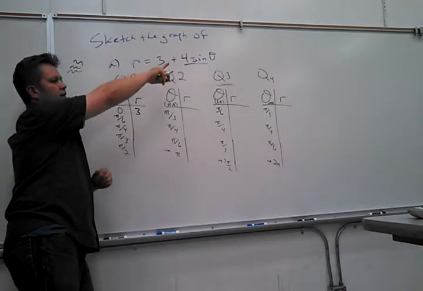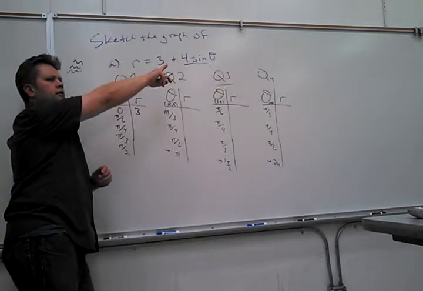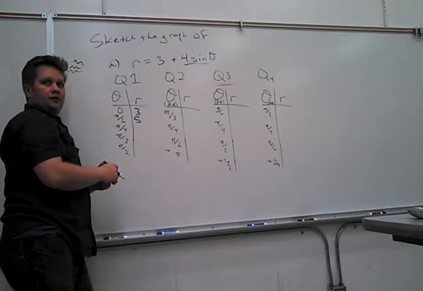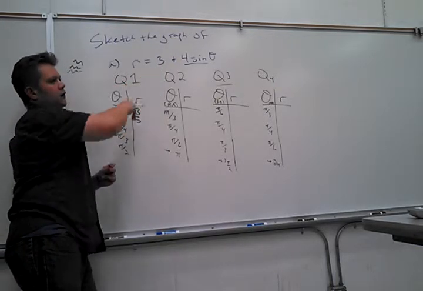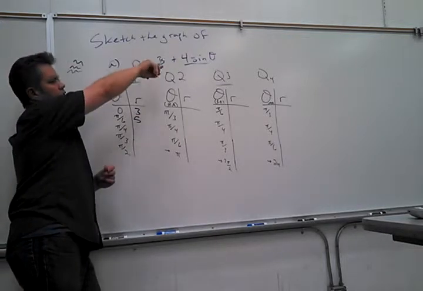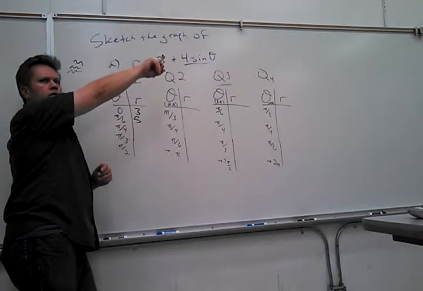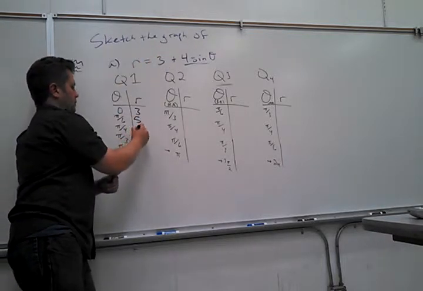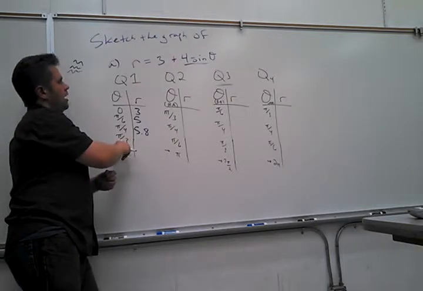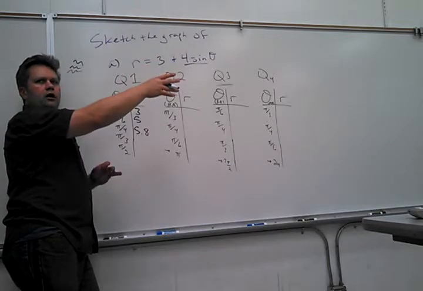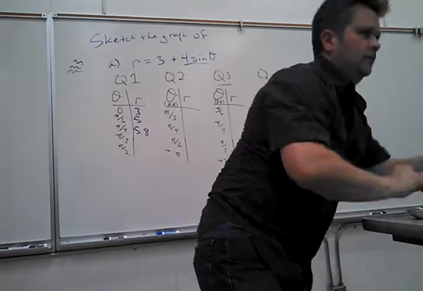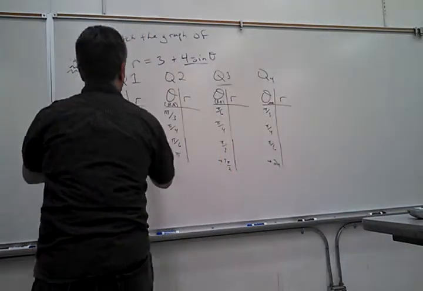When you plug in pi over 6, sine of pi over 6 is 1/2. Half of 4 is 2, plus 3 is 5. Plug in pi over 4: sine of pi over 4 is root 2 over 2, and then the 4 and the 2 cancel, you get 2 root 2, which is about 2.8, plus 3, this should be about 5.8. Pi over 3, that'll be root 3 over 2 times 4, so that's 2 root 3, 6.46. Yeah, it's about 6.5.